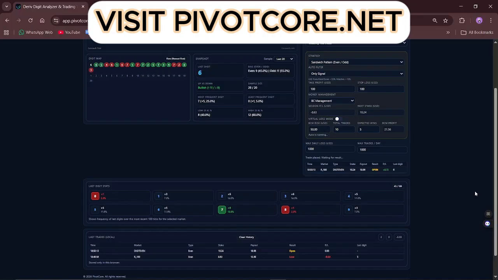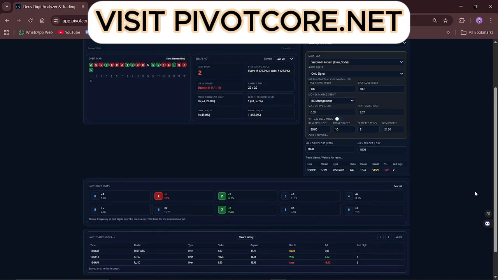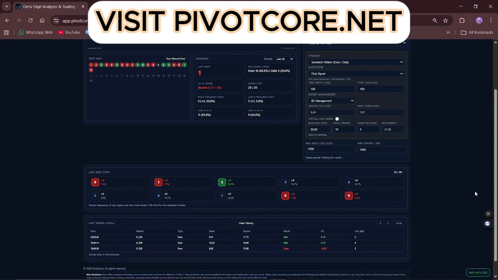just luck. Today, we are focusing on the even odds strategy. It's one of the most popular methods because of its simplicity and speed. But here's the secret. We aren't just clicking buttons. We are using the PivotCore bot to analyze the digit stream. The bot looks for patterns in the last digits and enters the trade at the exact millisecond required. By automating this on PivotCore, you eliminate the fat finger mistakes and the hesitation that usually leads to losses in manual trading.